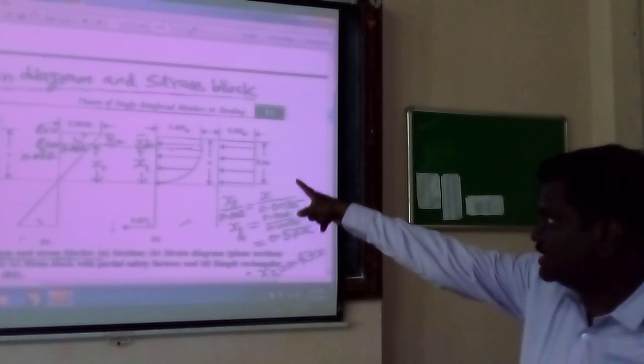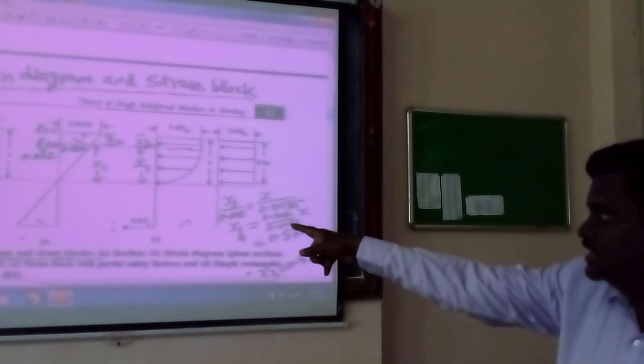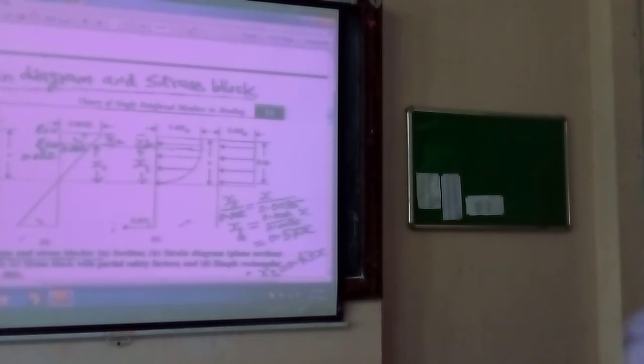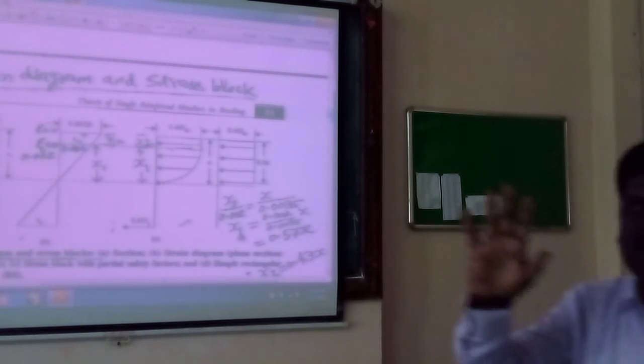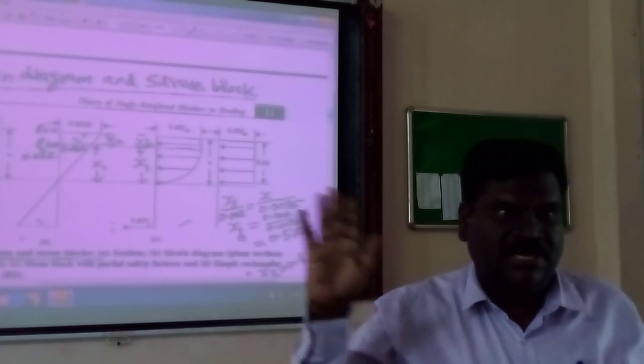The first one, the side one, is called the strain diagram. That is the cross section. In the book it is given wrongly. Time is up; setting up takes time. You do one thing, next class I will continue, switch off. The class will be continued in the next class.